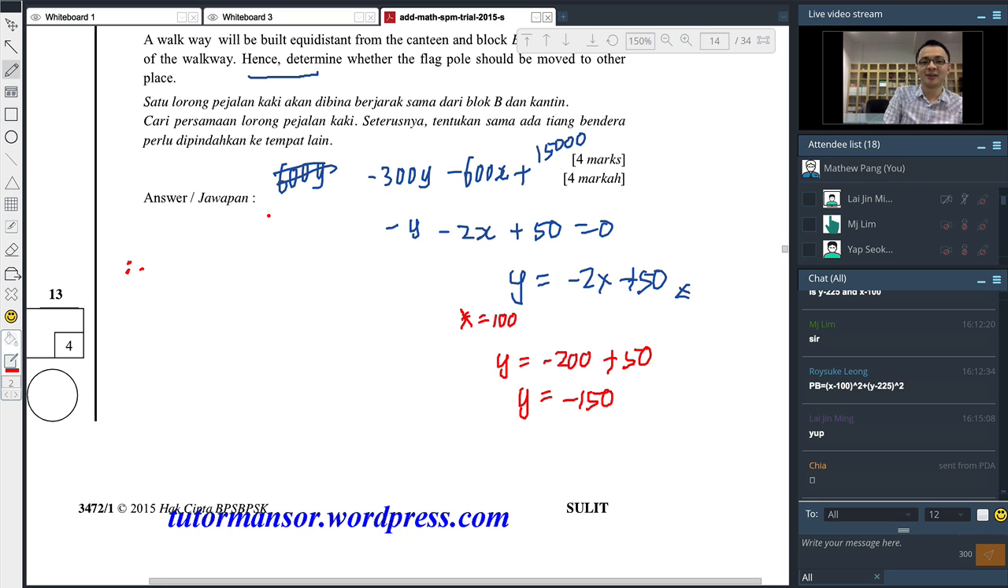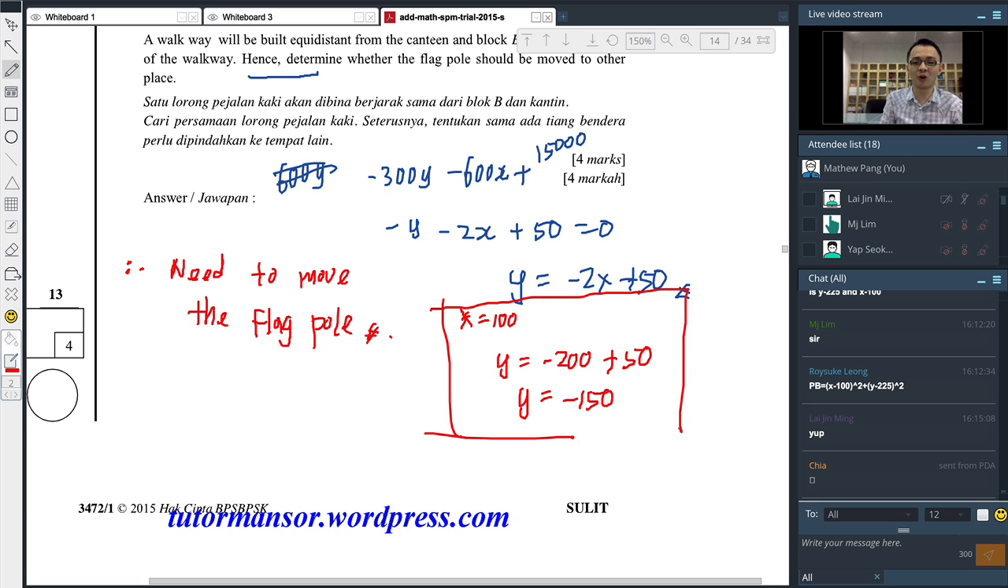Therefore, need to move the flat pole. Just need to say it's yes or no. Right, so you must know how to prove whether the coordinate is on the line or not. Normally, if you substitute the x coordinate into it, you can get your y value, that means it's on the line. If you substitute the x value into it, you couldn't get your y value, that means it's not on the line. I hope you understand this.